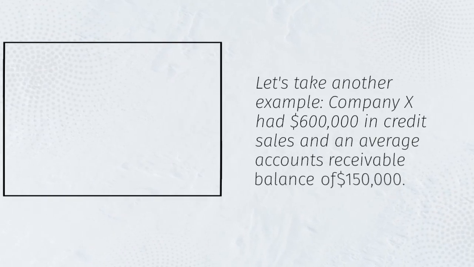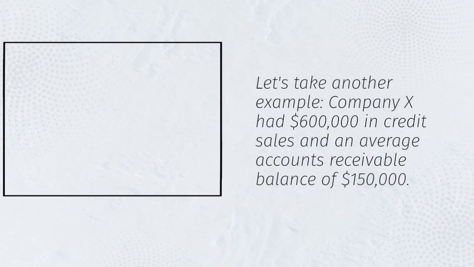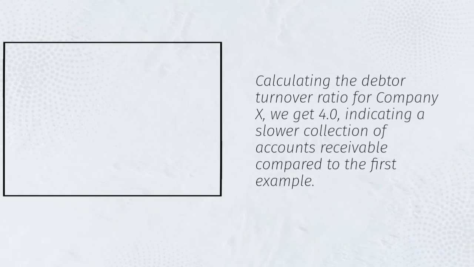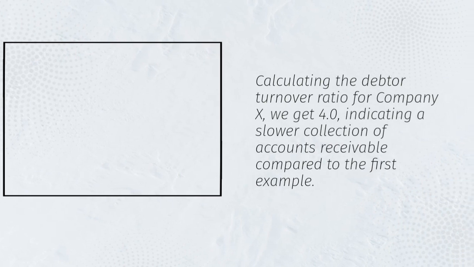Company X had $600,000 in credit sales and an average accounts receivable balance of $150,000. Calculating the debtor turnover ratio for Company X, we get 4.0, indicating a slower collection of accounts receivable compared to the first example.